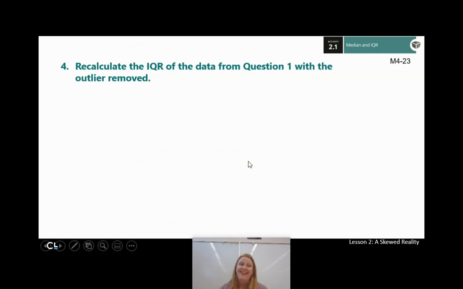Can you recalculate the interquartile range now that we've removed the outlier? Go ahead and hit pause, work that out, hit play to keep going.